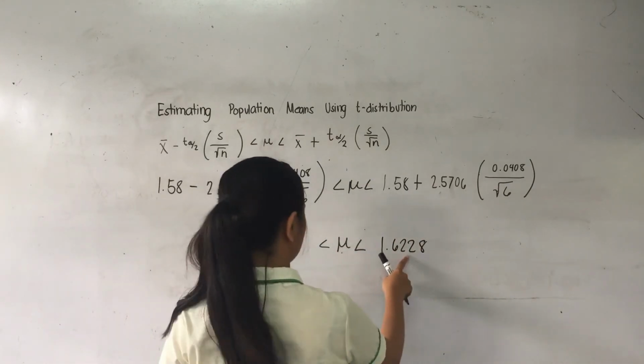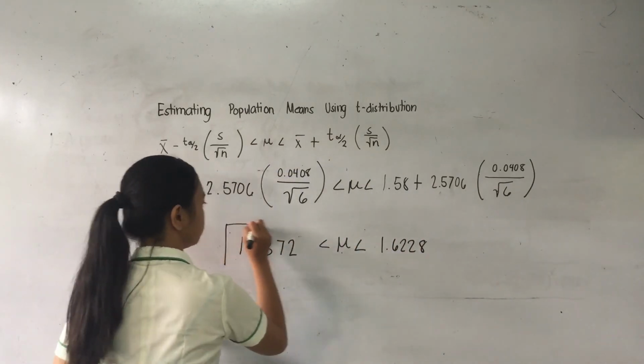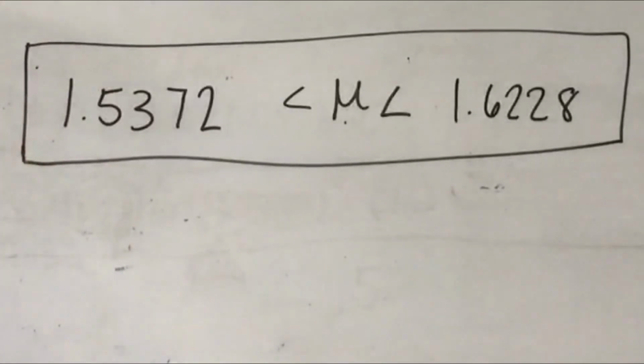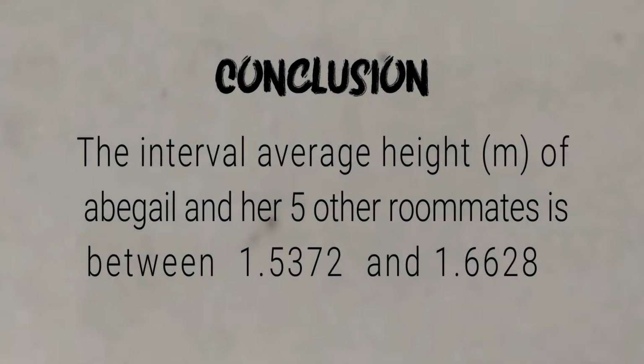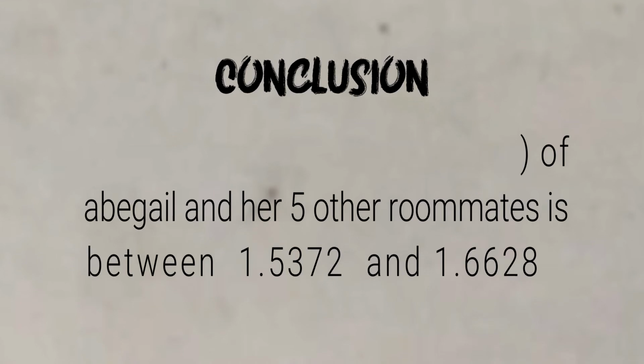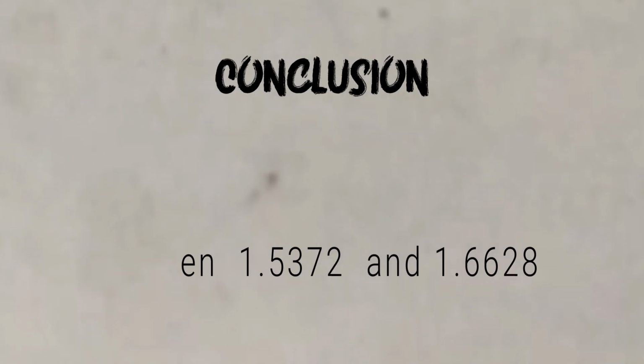The final answer is 1.5372 and 1.6223. Therefore, the interval of the average height in meters of Abigail and her 5 other roommates is between 1.5372 and 1.6223.